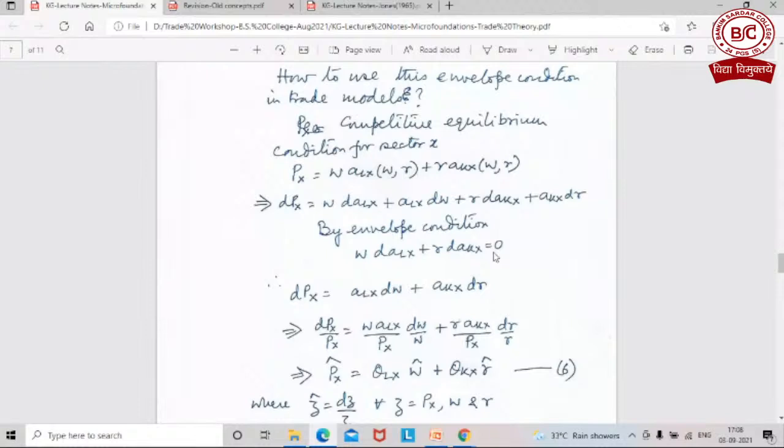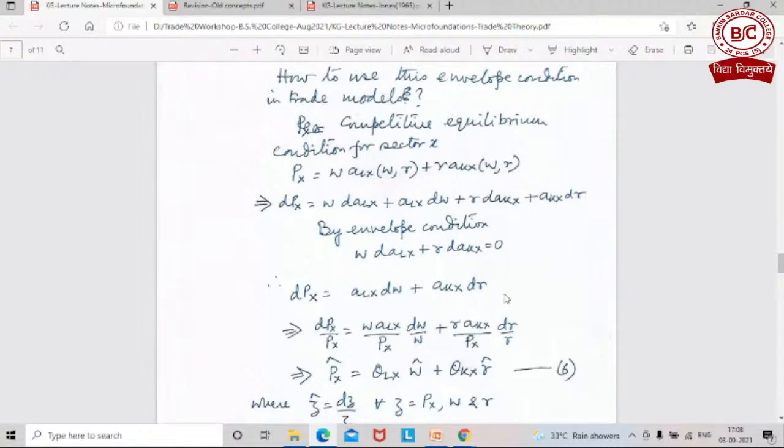Still, reconciliation between the envelope condition and the envelope theorem is not done, but we know the envelope condition. And I can write this: w dalx plus r dakx equals zero. So you can collect terms w dalx and r dakx, just put it to zero. So you are left with two terms. These two terms are alx dw and akx dr.